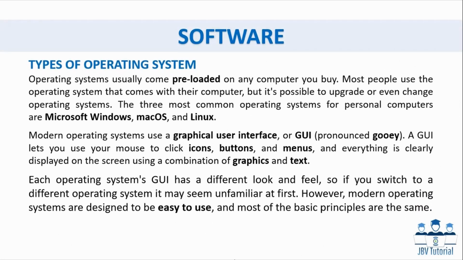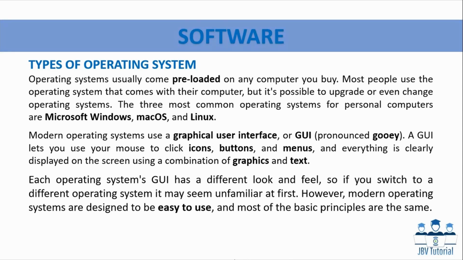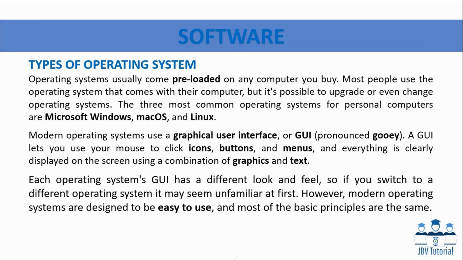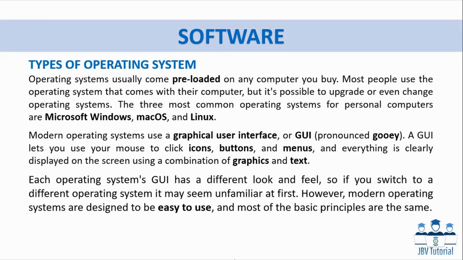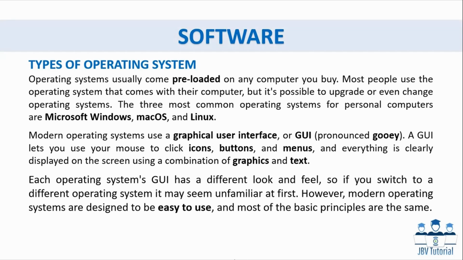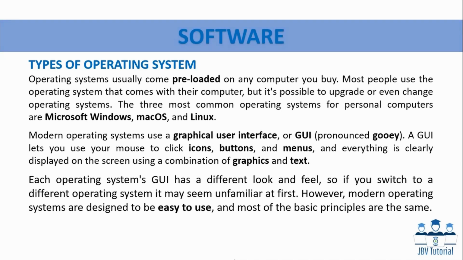Operating systems usually come preloaded on any computer you buy. Most people use the operating system that comes with their computer, but it's possible to upgrade or even change operating systems. The three most common operating systems for personal computers are Microsoft Windows, macOS, and Linux. Modern operating systems use a graphical user interface, or GUI, pronounced "gooey". A GUI lets you use your mouse to click icons, buttons, and menus, and everything is clearly displayed on the screen using a combination of graphics and text.